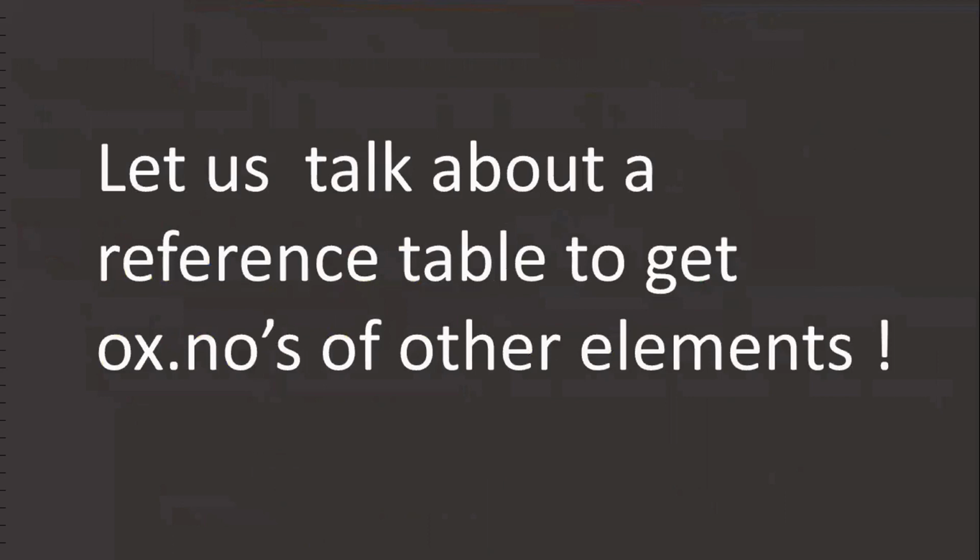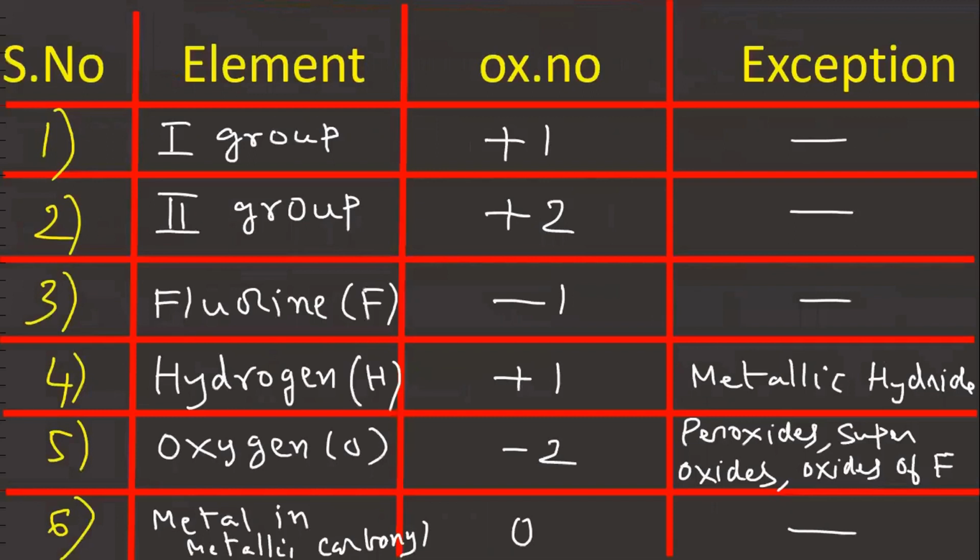Let us talk about a reference table to get oxidation numbers of all other elements. This is a reference table. First group elements show +1 oxidation state. Second group elements show +2 oxidation state. Fluorine always shows -1 oxidation state. There is no exception. Hydrogen shows +1 oxidation state. Oxygen shows -2. The last one: any metal you take in metallic state, the oxidation state of metal in metallic state is always 0.